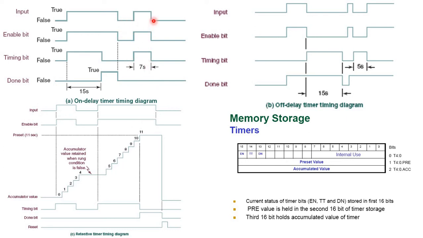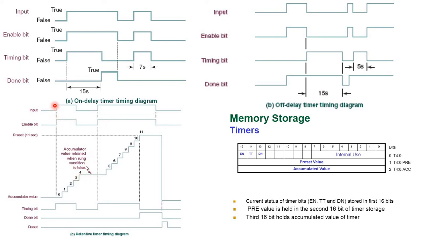Now, once your timer becomes false, or the enable bit becomes false, immediately your timer accumulated value will go to 0. That means it will be reset automatically. However, for the retentive type timer, it is not the case.